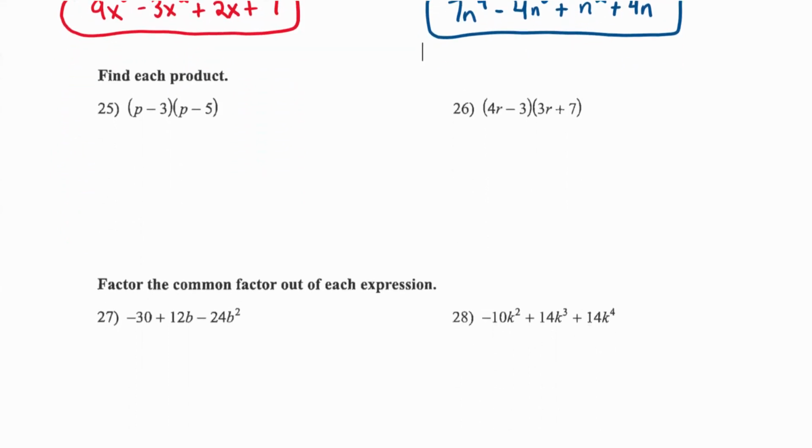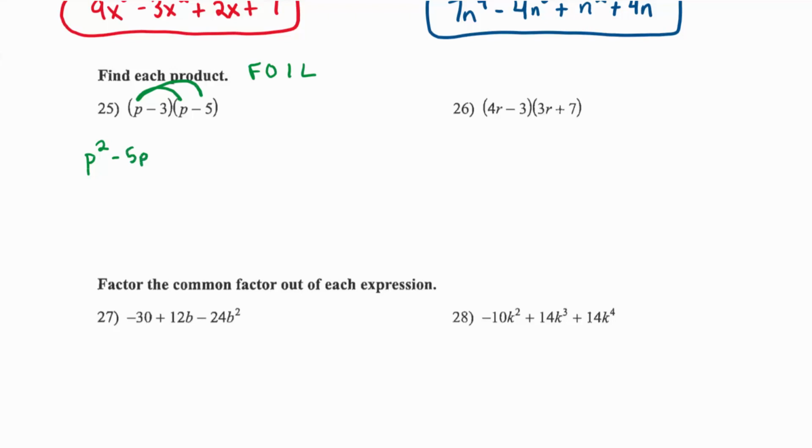And it is up to you which one you use, because they actually do the exact same thing. It's just the way you're thinking in your head. The acronym FOIL stands for first, outer, inner, last, and it's talking about the terms we put together. So first is the first term in each parentheses, which is p and p. So we do p times p and get p squared. O stands for outer, so we do p and negative 5, which is negative 5p.